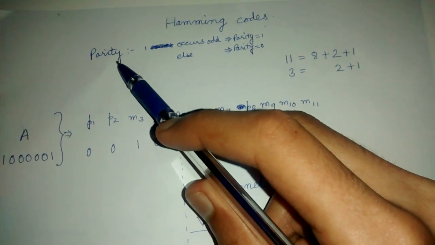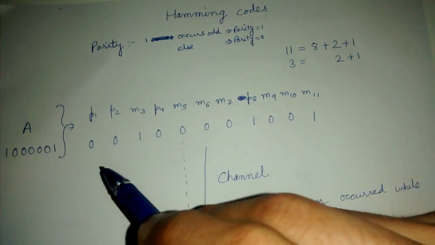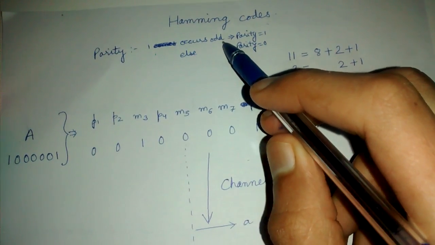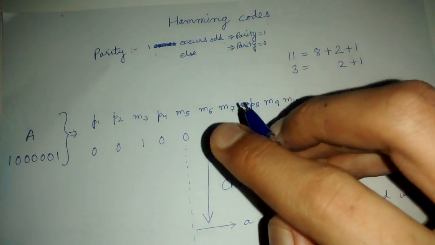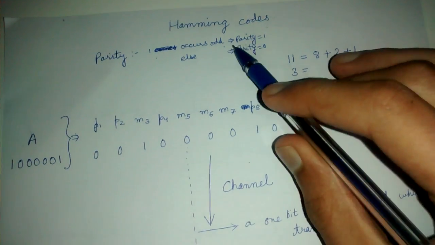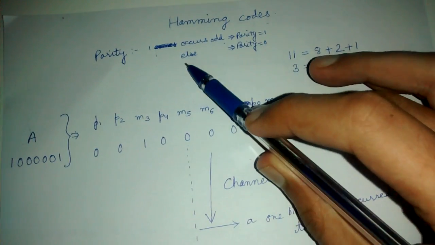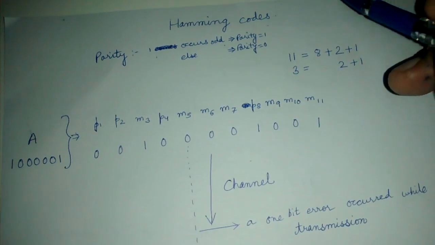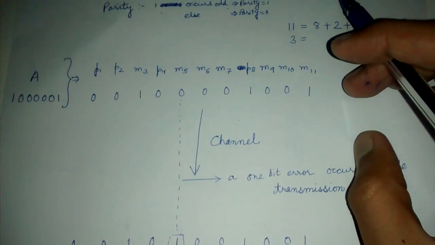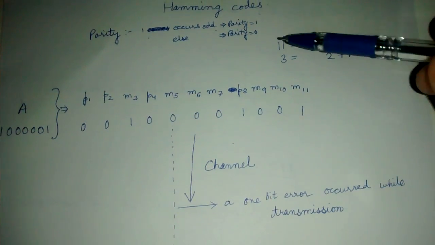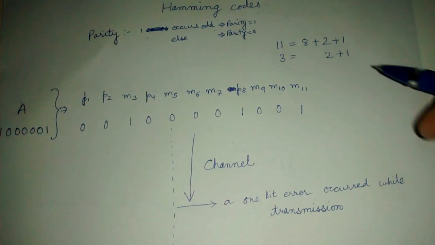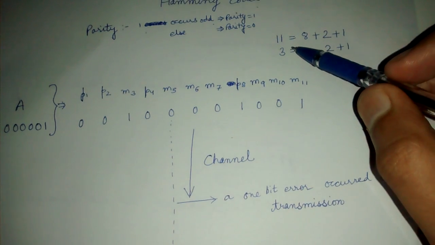So what is parity? In a given bit sequence, if 1 occurs an odd number of times, let's say 1 occurs 1 time or 3 times or 5 times, then the parity of the sequence is said to be 1. Otherwise, 1 occurs an even number of times and the parity is said to be 0. And in a bit sequence the bit can be either 0 or 1. That is the assumption.